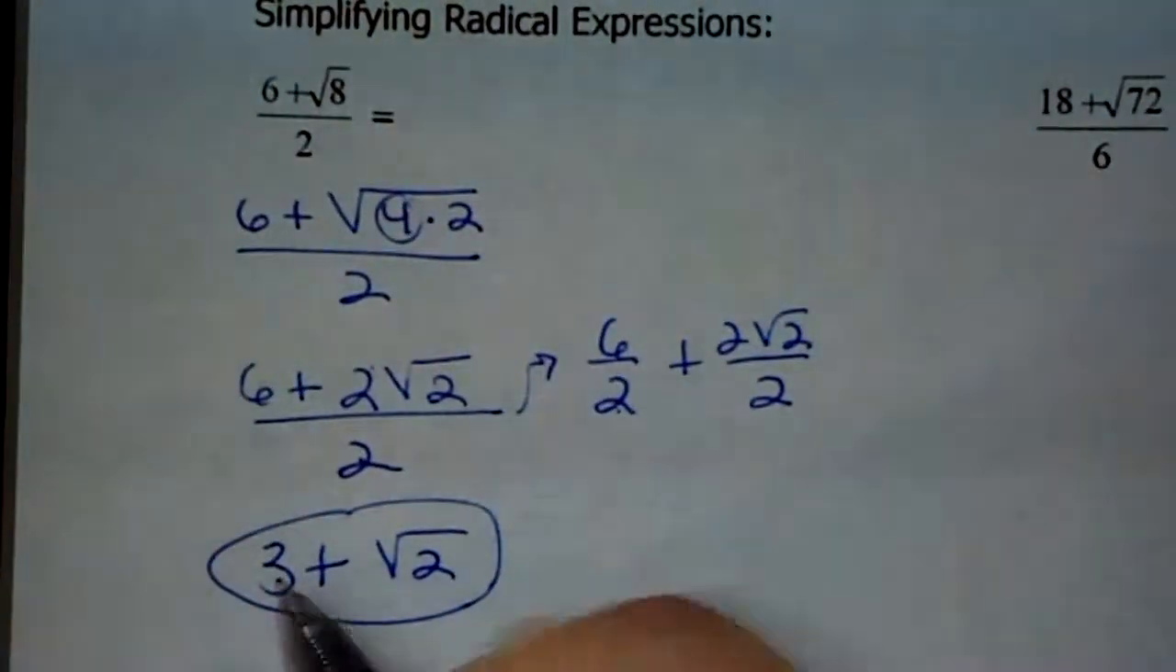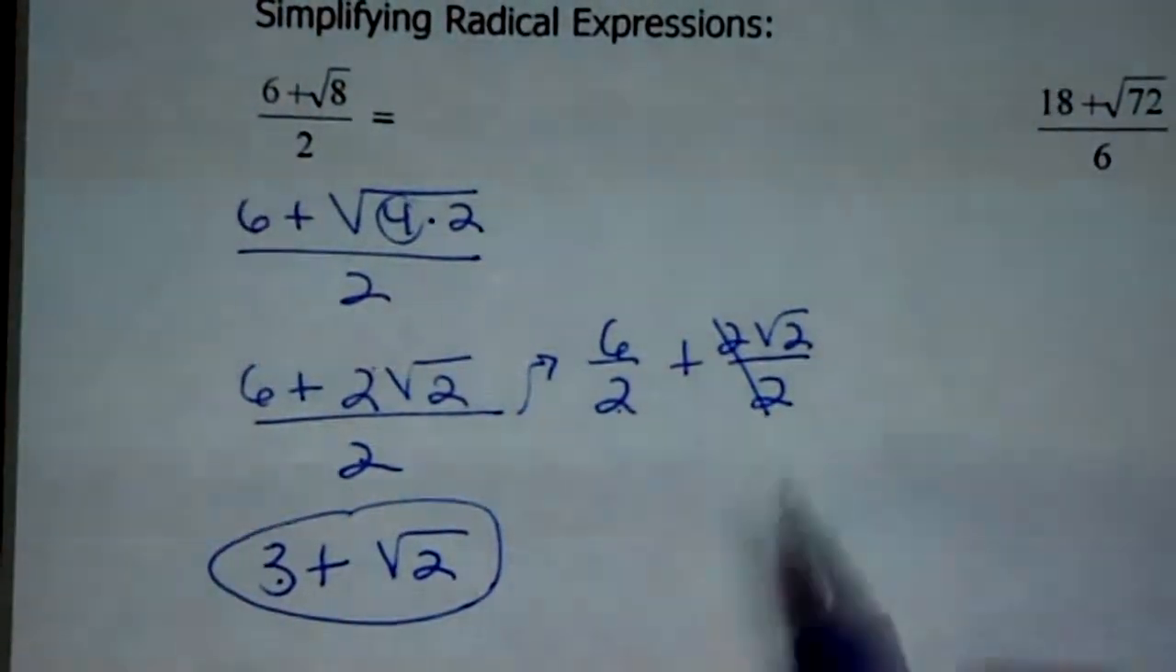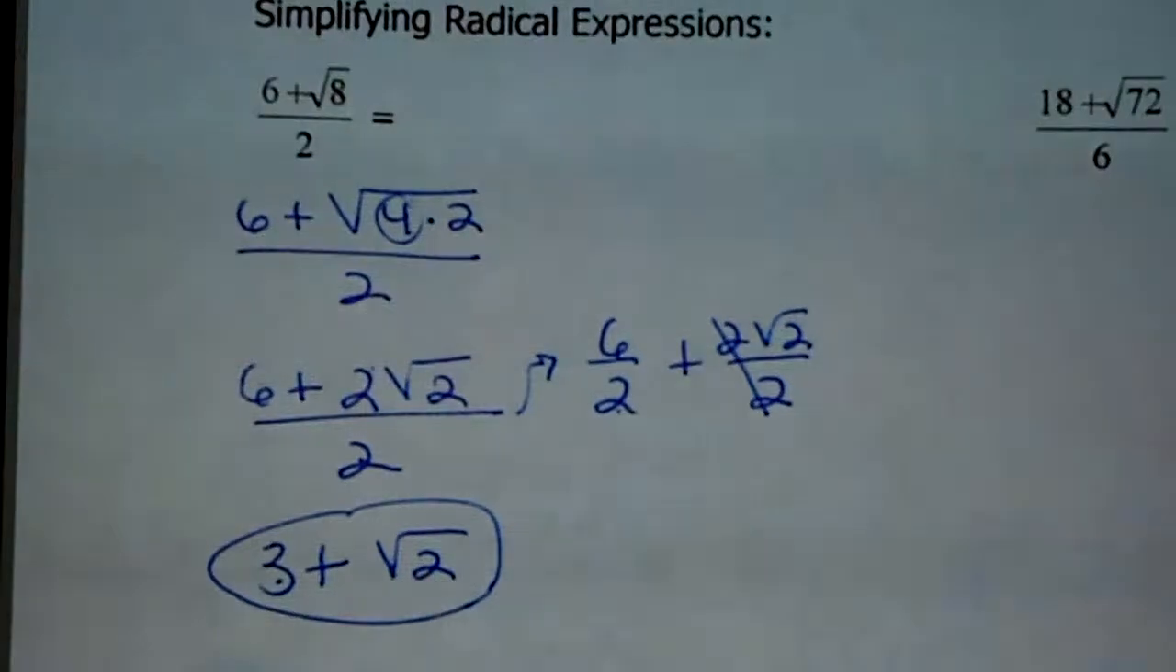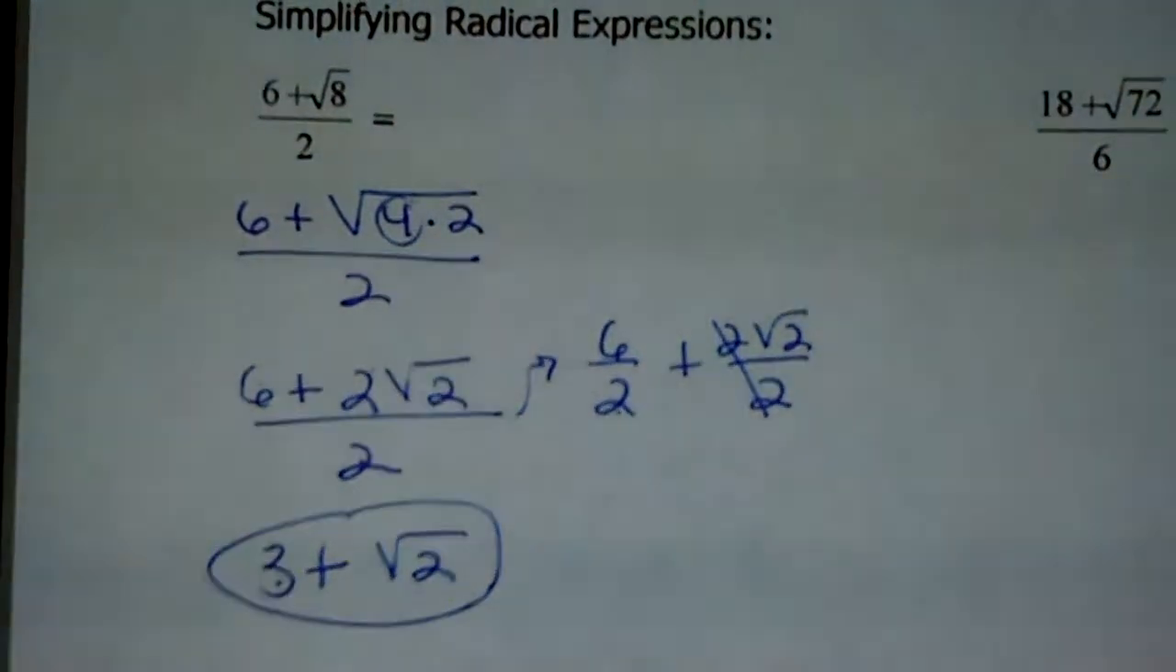6 divided by 2 is 3, and then here those would equal 1 when you divide them, and you're left with that square root of 2. So hopefully that helps. All right, take a look at the next one.